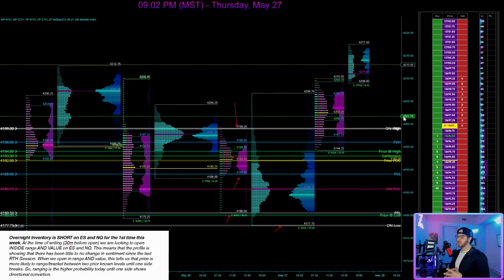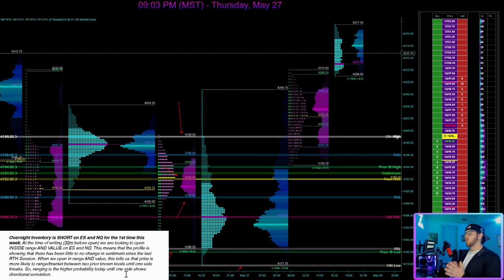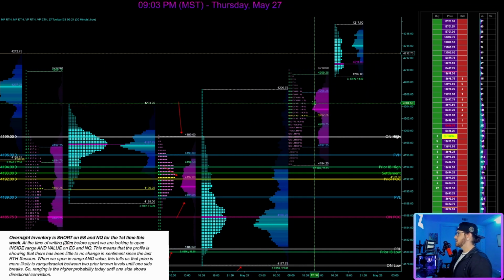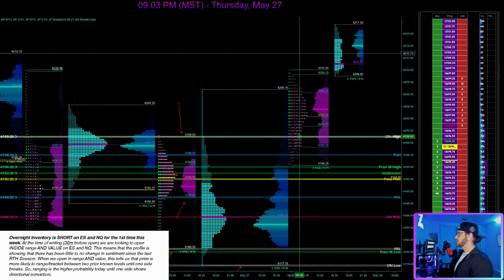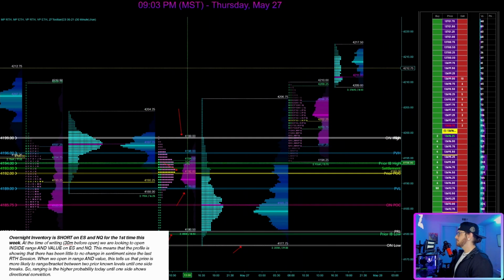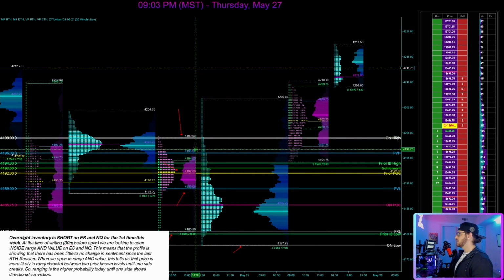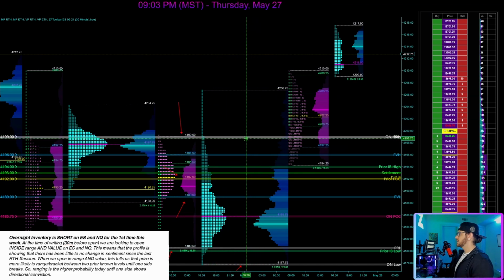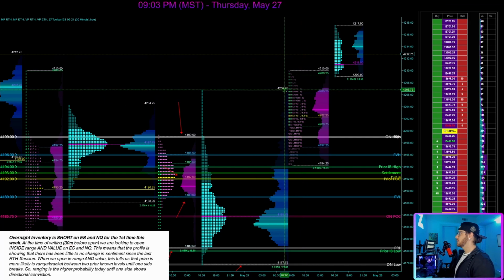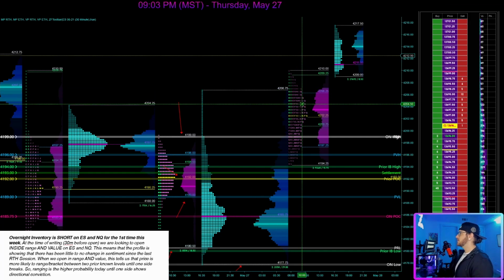This means that the profile is showing little to no change in sentiment since the last regular trading hour session. With that said, if we look at the profile here, we actually opened above range and value. We opened about 5 points above yesterday's high. Not a significant gap up, but when I wrote this, we were still operating within range, and before open we got that nice push up, and we ended up opening right around this area, just under the overnight high by about 2 points.